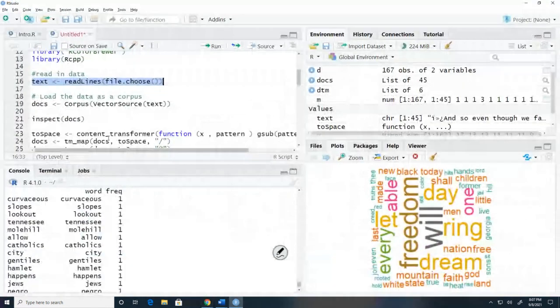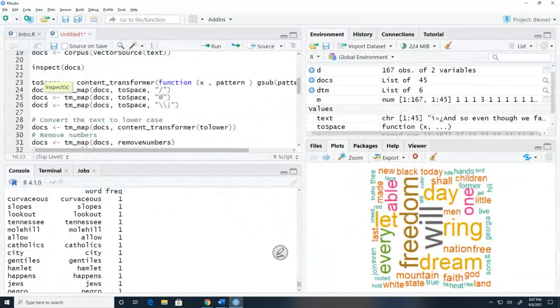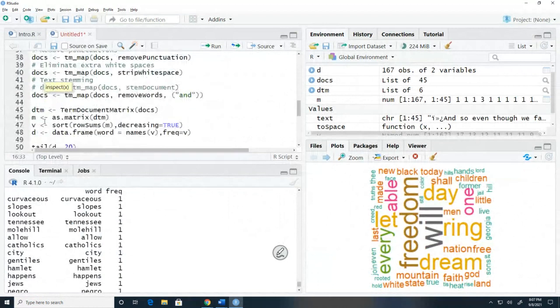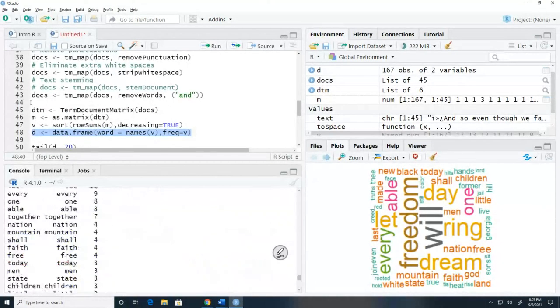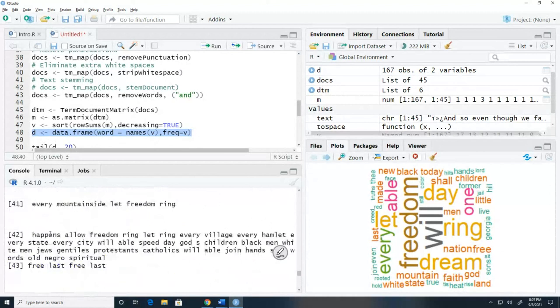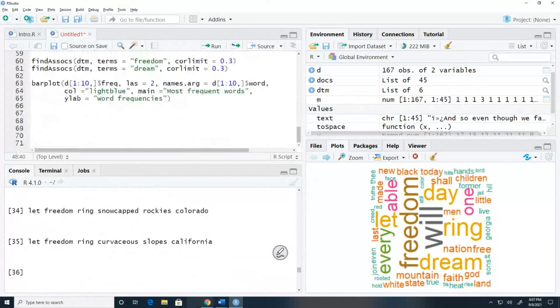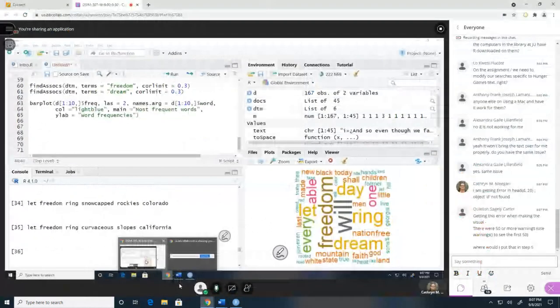Object D not found. Let me make D. So in your console, go back up to when this code was wrong. I got it. I know what I did wrong. Okay. Thanks.